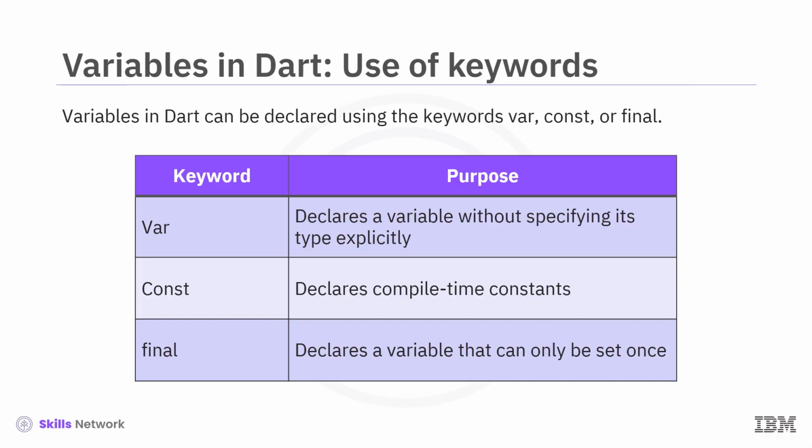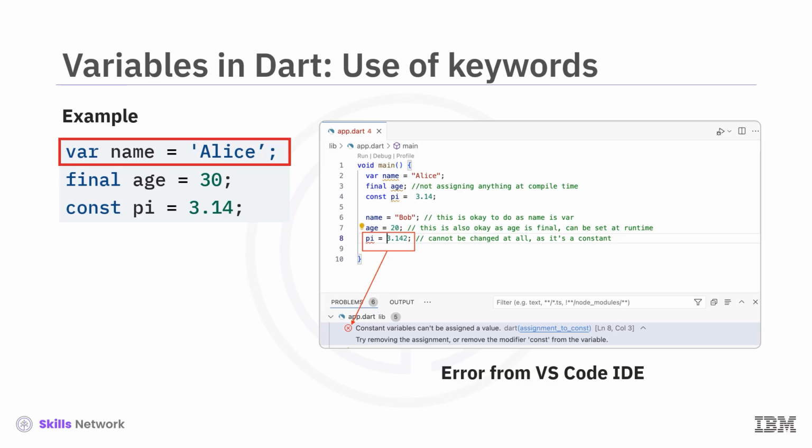Let's understand with an example. In this code snippet, the name can be changed later, but age and pi cannot be reassigned once they are set. If you try reassigning the const pi variable, it will display an error from VS Code IDE.